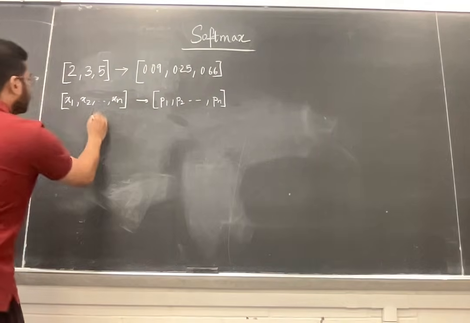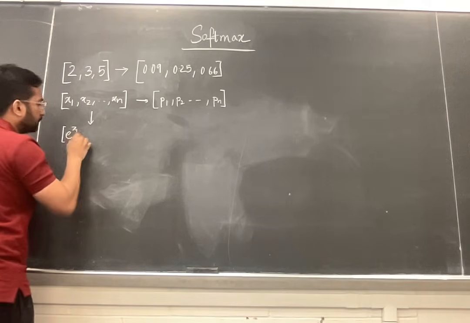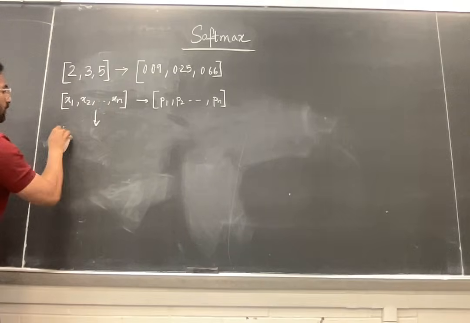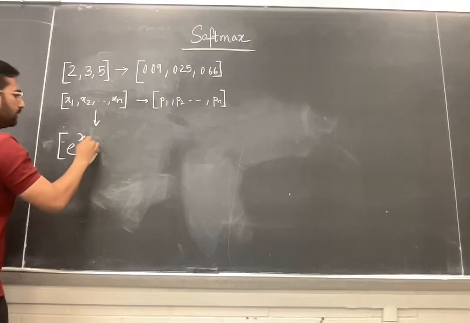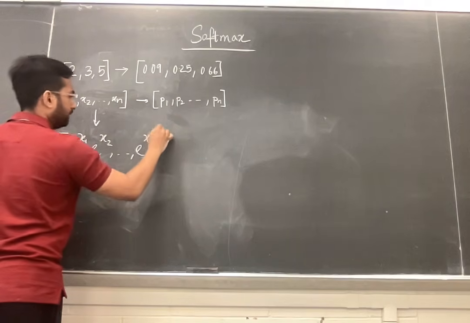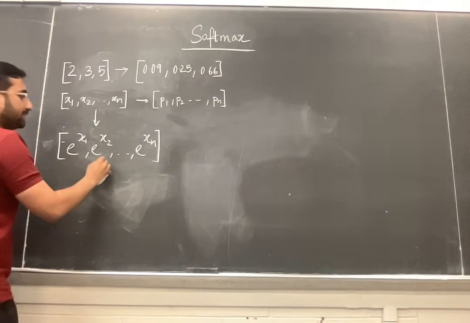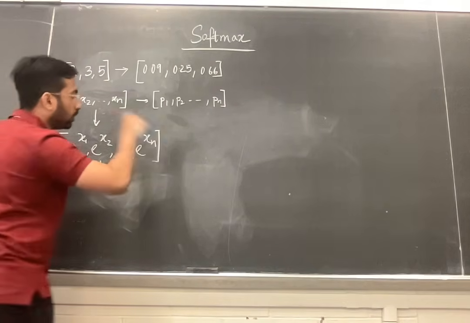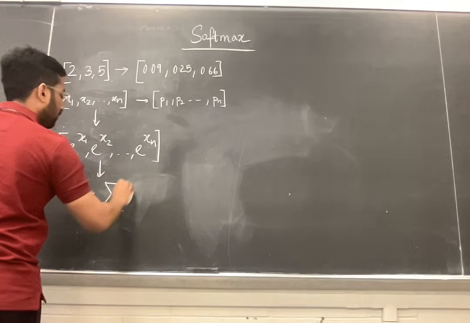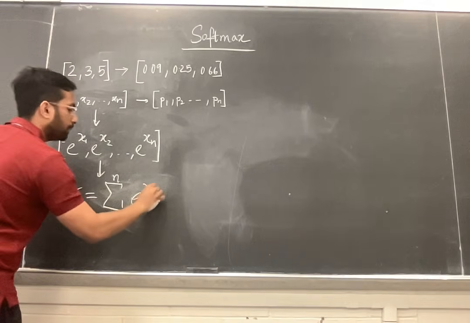So what they do is the following. They first change each of them into exponential powers. I think I need to make it a bit larger. e to the power x1, e to the power x2, ..., e to the power xn. First it changes into that, and then it sums all of them up to create a summation. S is equal to the summation over i from 1 to n of e to the power xi.